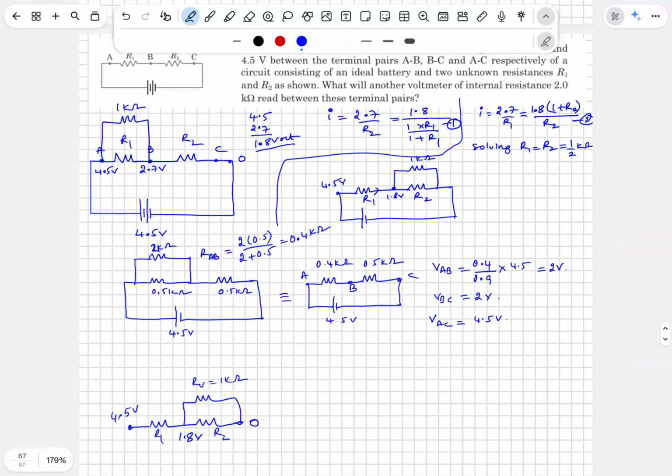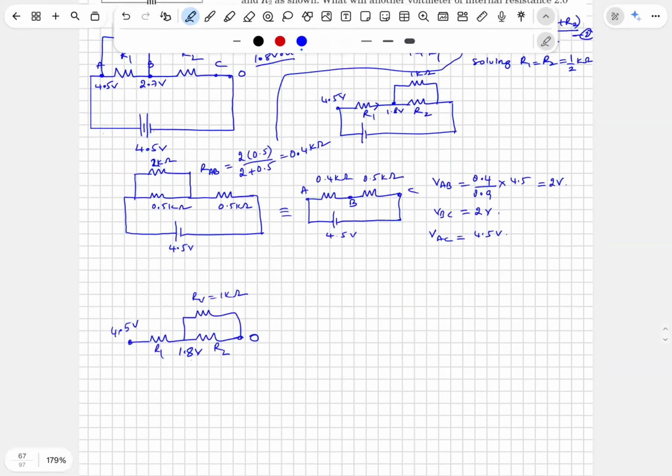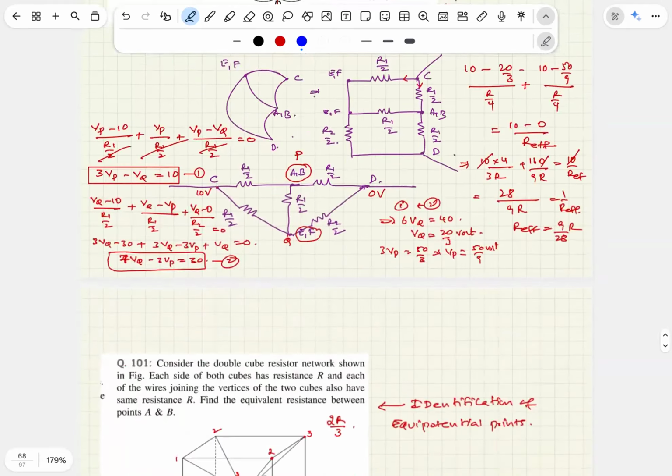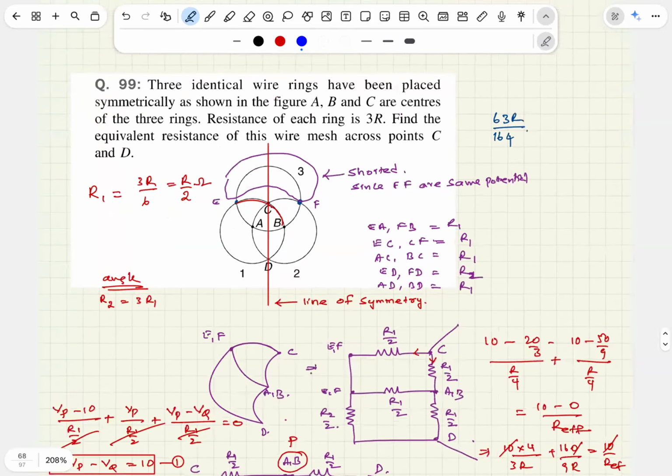Okay. So, fortunately, ideal battery. That is very fortunate. Otherwise, banned. Okay. Any doubt? Any doubt on this question? You're asking me something here.